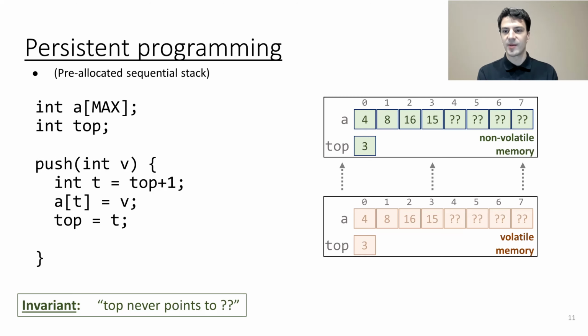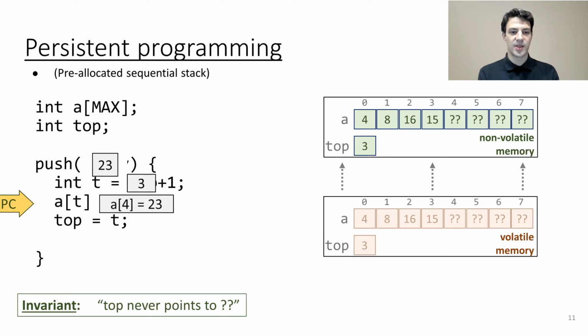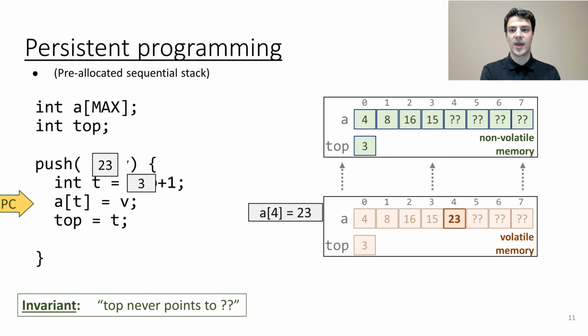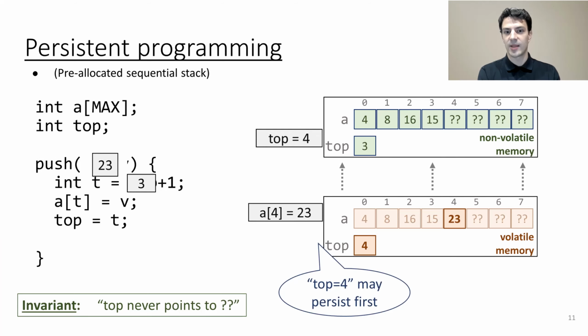Well, let's see what happens if I try to push 23 into this data structure. So I go ahead and read the value of the top and understand that what I need to do is to write 23 into A4 and also to increment top afterwards. So for now, these two writes are in the volatile domain. And as we already know, these writes can persist non-deterministically and out of order. So the write to the top can go first to non-volatile memory.